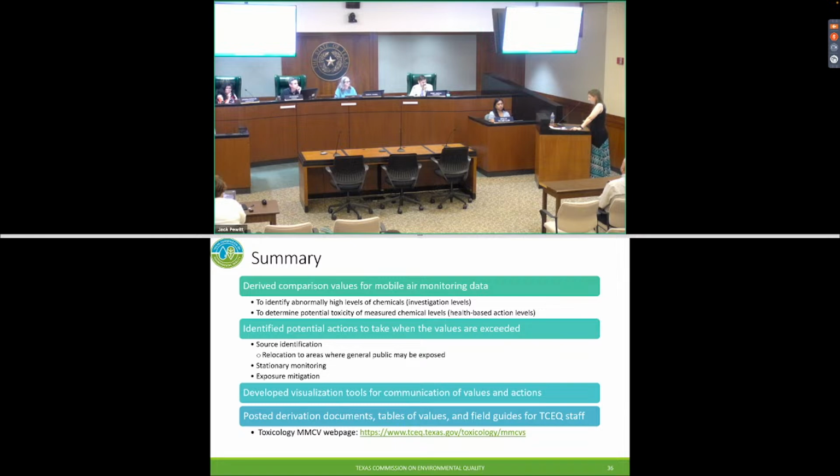So yeah, this is just a summary. We've derived these comparison values, identified potential actions associated with exceedances, and developed these tools, and the derivation documents are now complete and on our webpage, explaining the scientific basis behind them.